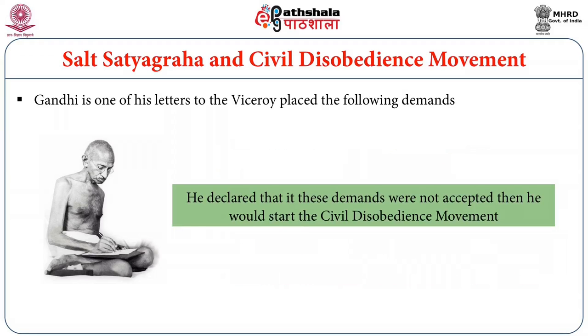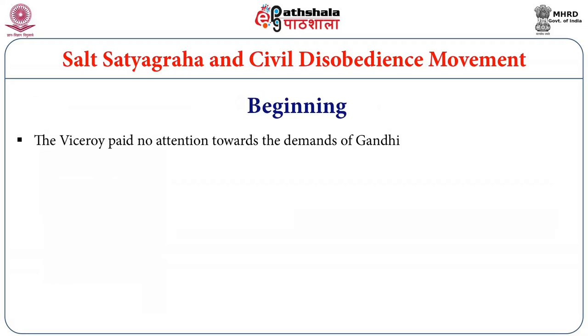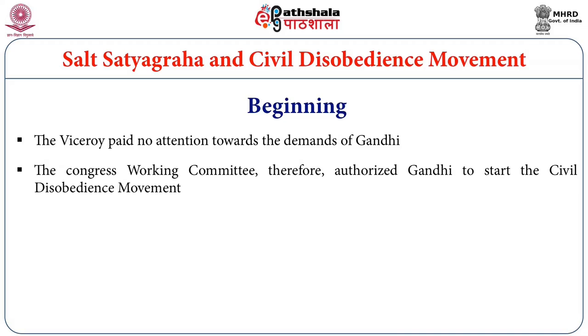With these demands, Gandhi sent a letter to the British government, and at the same time he declared that if these demands were not accepted, then he would start the civil disobedience movement. But when Gandhi wrote the letter to the Viceroy with the objectives and demands, the Viceroy paid no attention to the demands of Gandhi. Thus, the Congress Working Committee authorized Gandhi to start the civil disobedience movement.